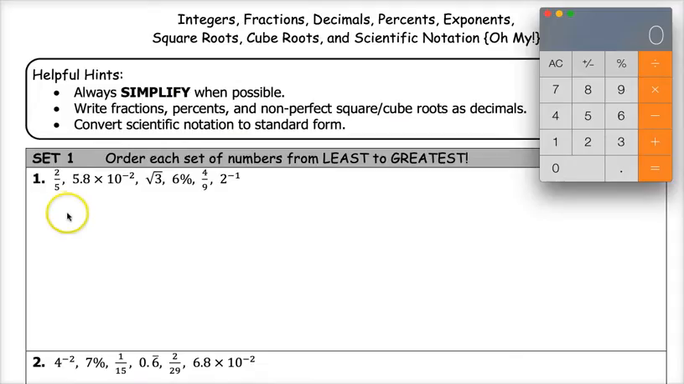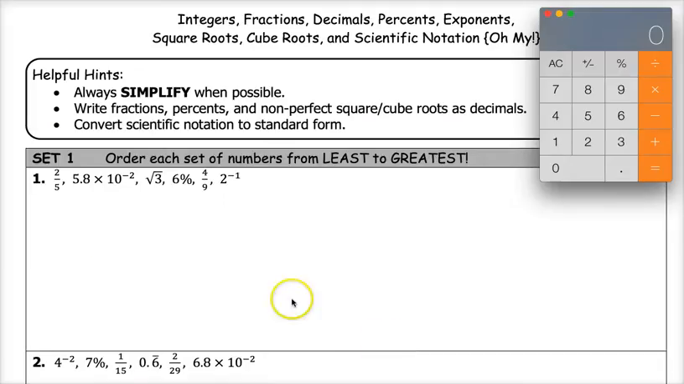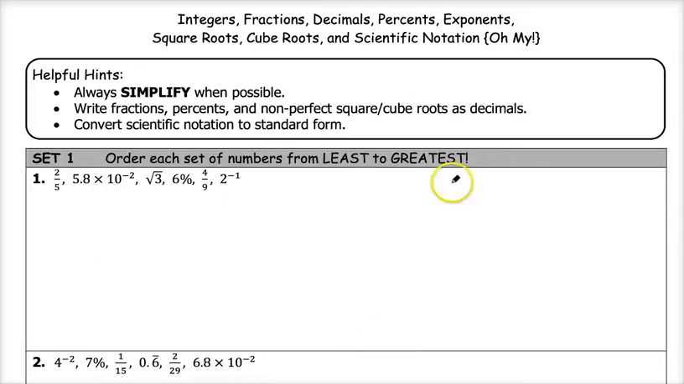So we're going to start out by taking each of our numbers here in this list and converting them to decimal format. Starting with 2/5, you should really be able to do this without the calculator. If you think about making the denominator 10, 5 times 2 is 10, so we make the top 2 times 2 and we get 4/10, which is the decimal 0.4. So 2/5 becomes 0.4.